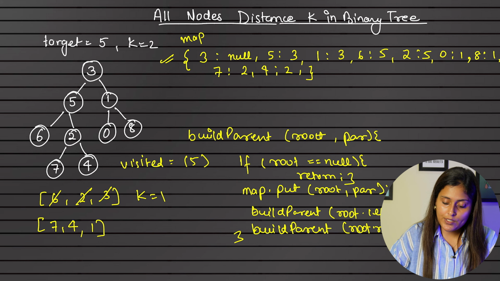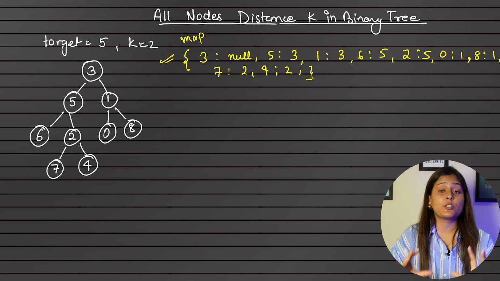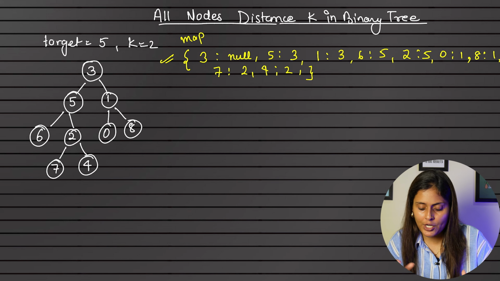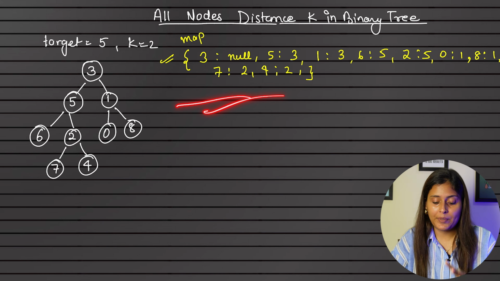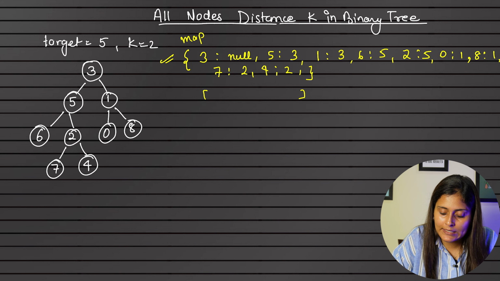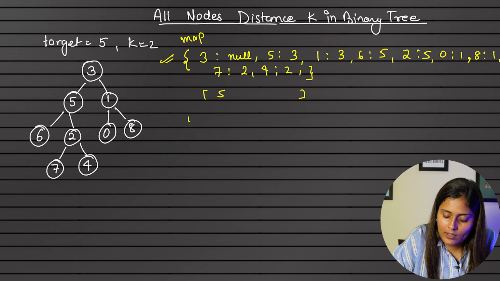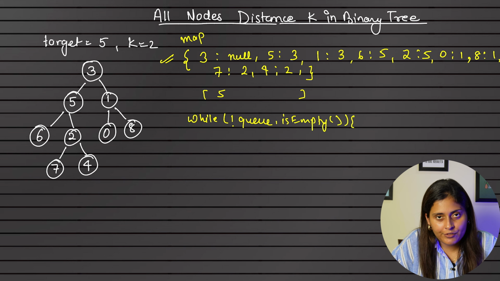So what we'll do is, let's remove this. We will start with the target node, right? I'm assuming that with the build parent function, we'll be able to build this map. Now we have to start with the queue data structure. So first we'll construct the queue, and in the queue, first we'll insert the target, which is 5, as a node, right? Now, while our queue is not empty, until we have values in the queue.